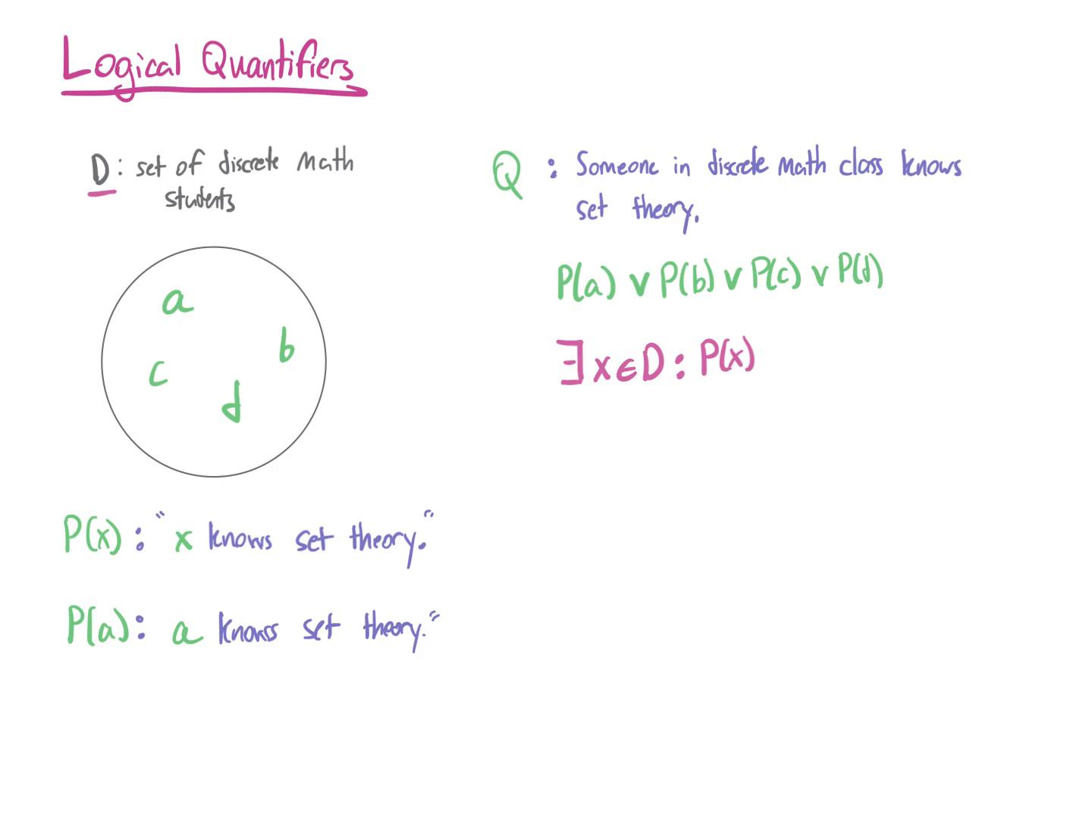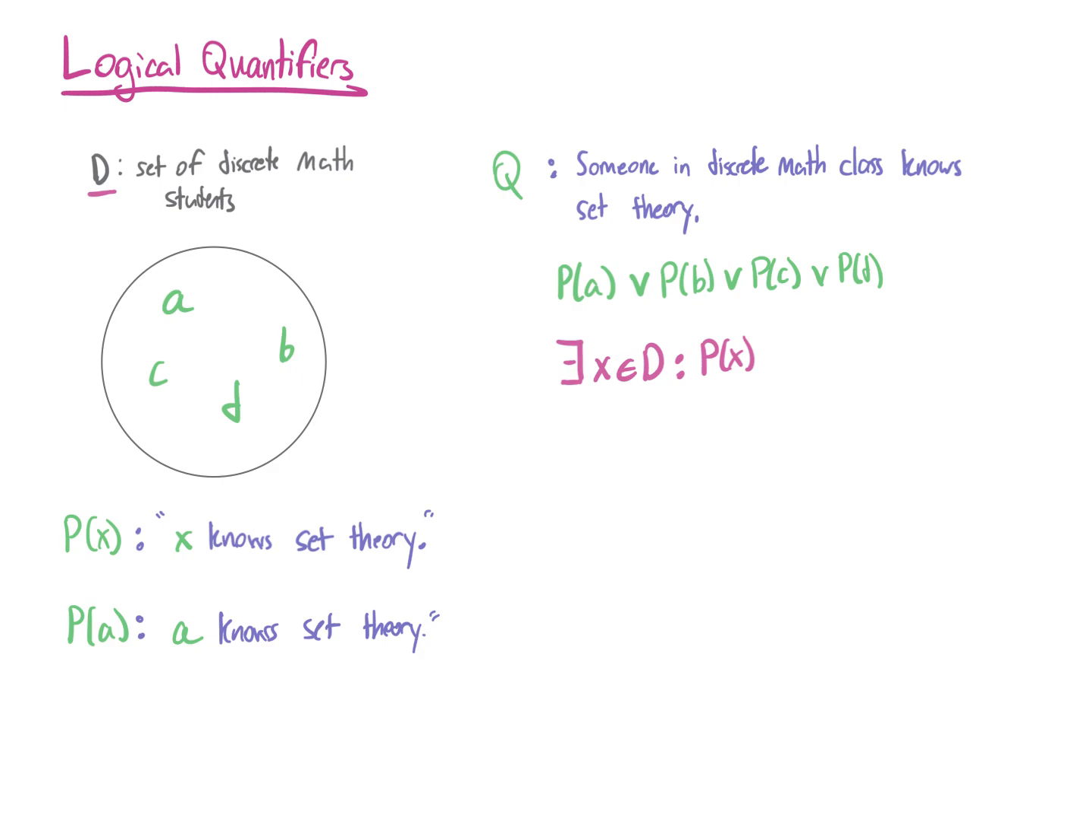So this is a way to express the idea. I'm not writing out P of A, P of B, P of C, P of D. Instead, I'm using this fancy new syntax to say there exists some element of this set, I'm not sure which one. There exists some element of this set D, and I'm just going to give that hypothetical element a name X. There exists an element of D with the property that P of X is true. Or a little more concisely, there exists X in D such that P of X.